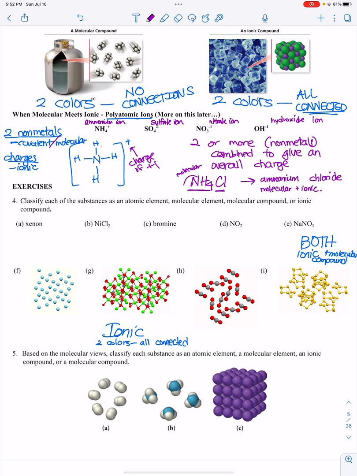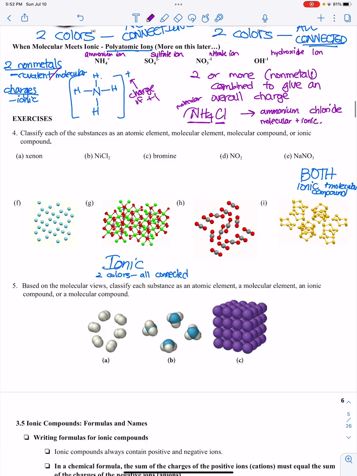So just ending here, if I see anything with a polyatomic ion in it, any one of these 4, I would recommend you memorize these 4. These are major polyatomic ions. If I see them in a compound, I think ionic, but I also have to think it's also molecular.